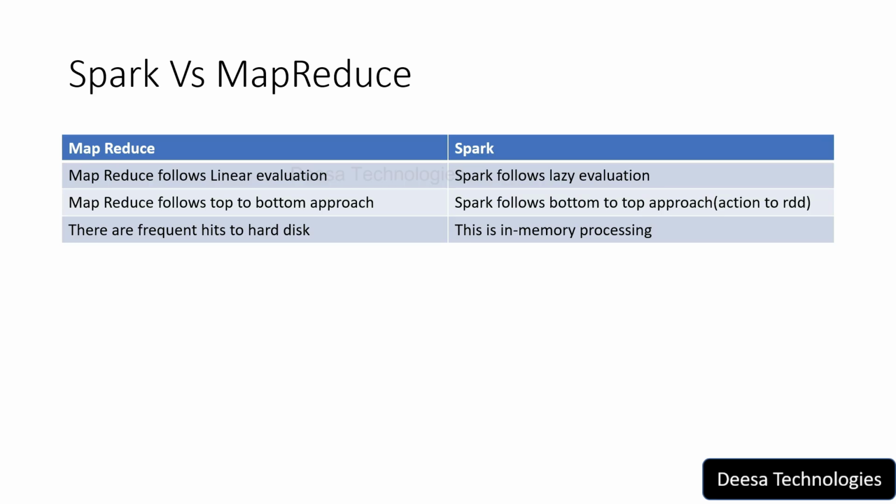And Spark, on the other hand, follows lazy evaluation. It does not execute right from step one. It basically creates a plan. MapReduce follows a top to bottom approach, that is, from the first step to the final step. That's where it creates the execution. Spark basically follows a bottom to top approach.